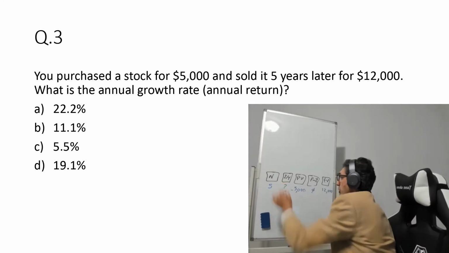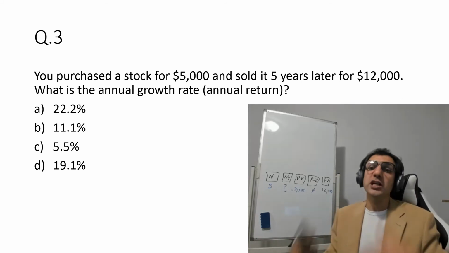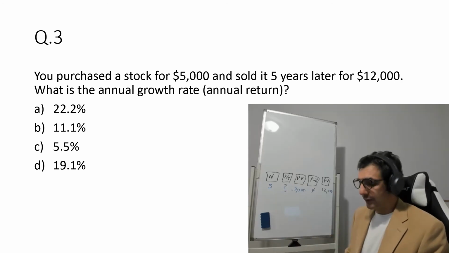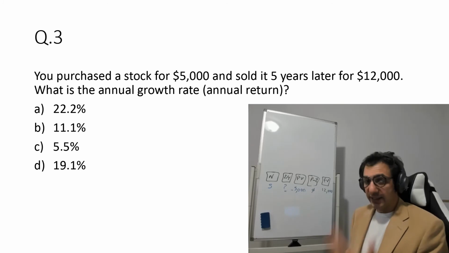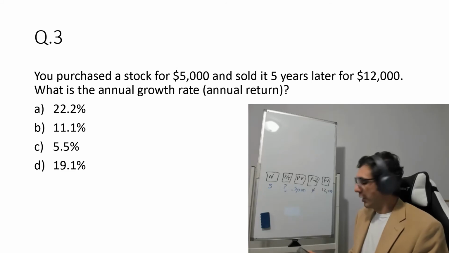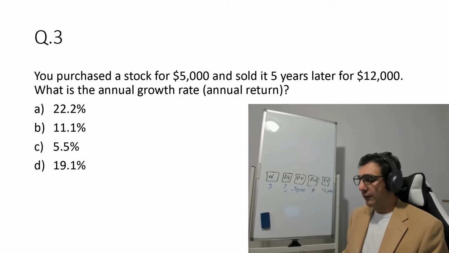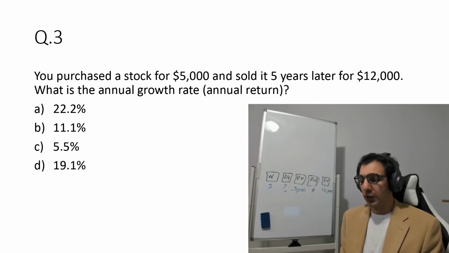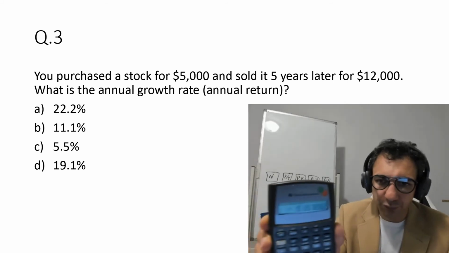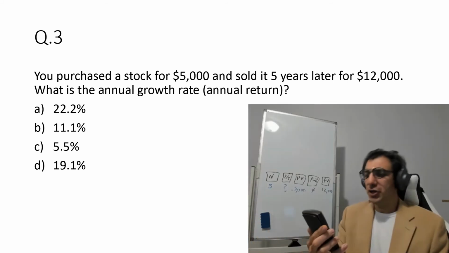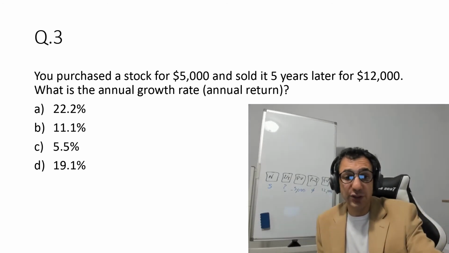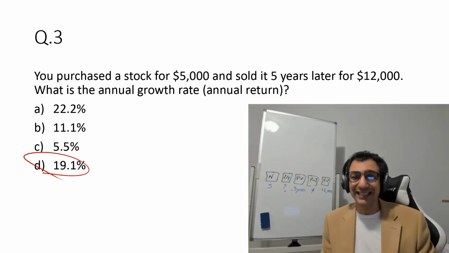And the question here is, what is your annual growth rate, which means what is your annual return on an annual basis, how much you are earning. So let's start from the left, 5 N. I skip I, I don't have it. $5,000 negative PV, 0 payment, $12,000 positive future value. You are computing I. So as you see, for my I, I have 19.13%. So that's your annual interest rate, which means the answer should be D, 19 point.